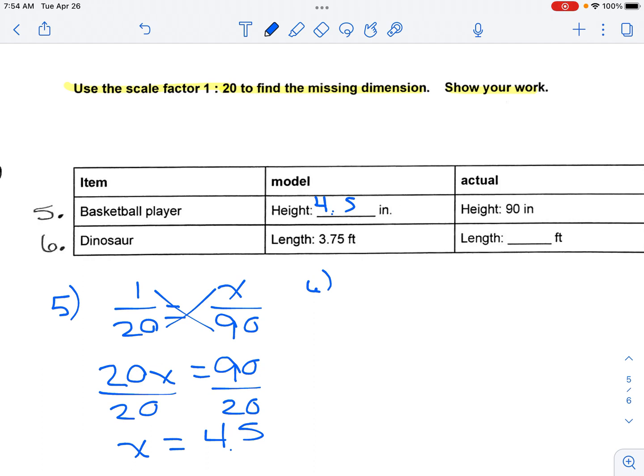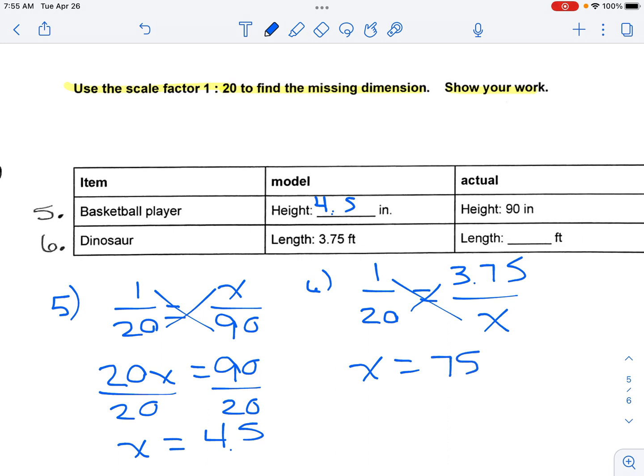Number 6, we clearly cannot have a life-size dinosaur in our living room because that would be way too big, but we could shrink it down. So 1 to 20 equals 3.75 to X. Cross multiply. Multiply 20 times 3 and 75/100ths, and you get 75. So in reality, we would have a 75-foot dinosaur, which would not fit in our room. But if we shrunk it down to scale, it would only be 3 and 75/100ths feet.